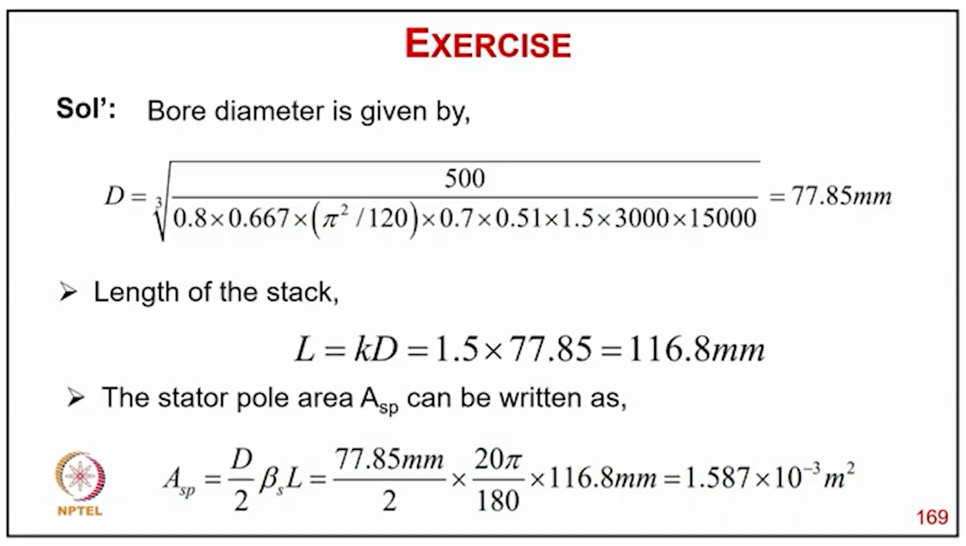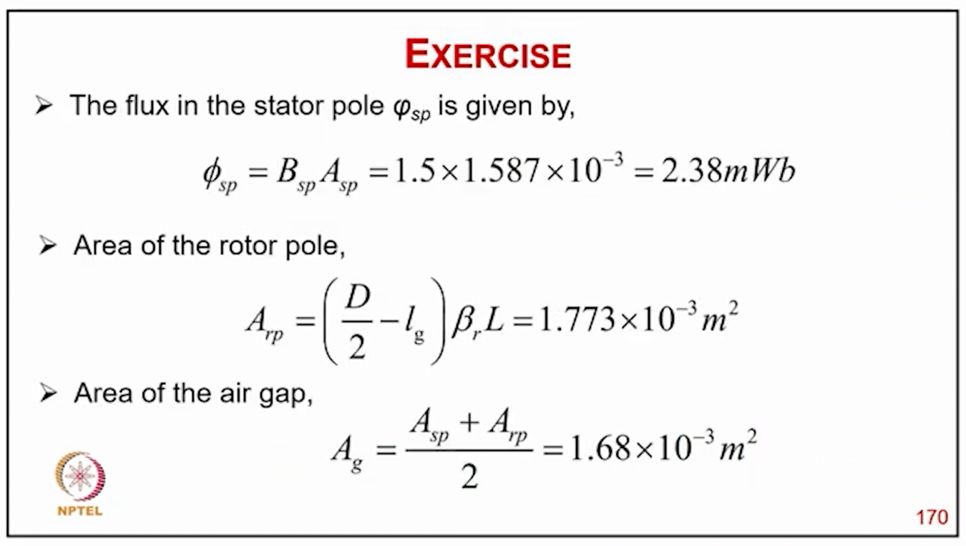Stack pole area ASP can be written as ASP equal to D by 2 beta H into L. Putting values, it comes 1.587 x 10^-3 meter square. And the flux in stator pole phi_SP equal to B_SP into A_SP is 2.38 milliweber.